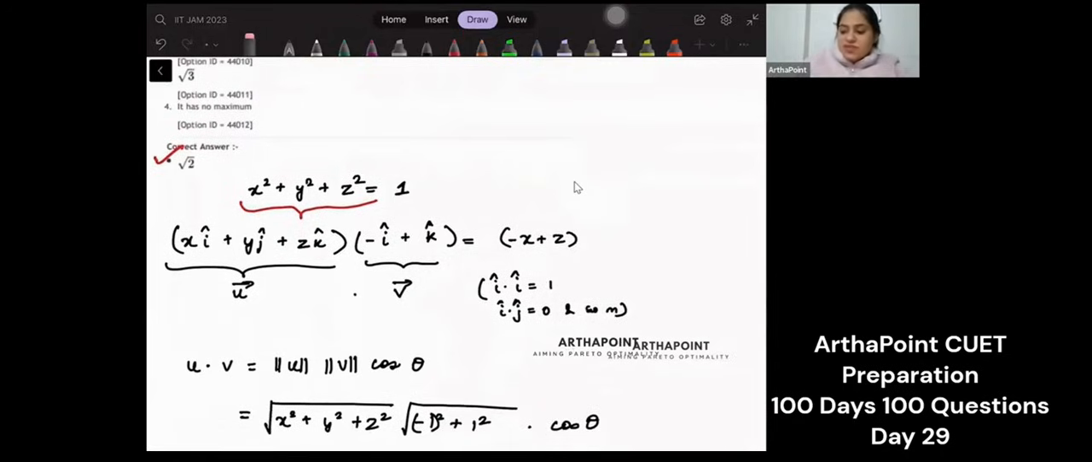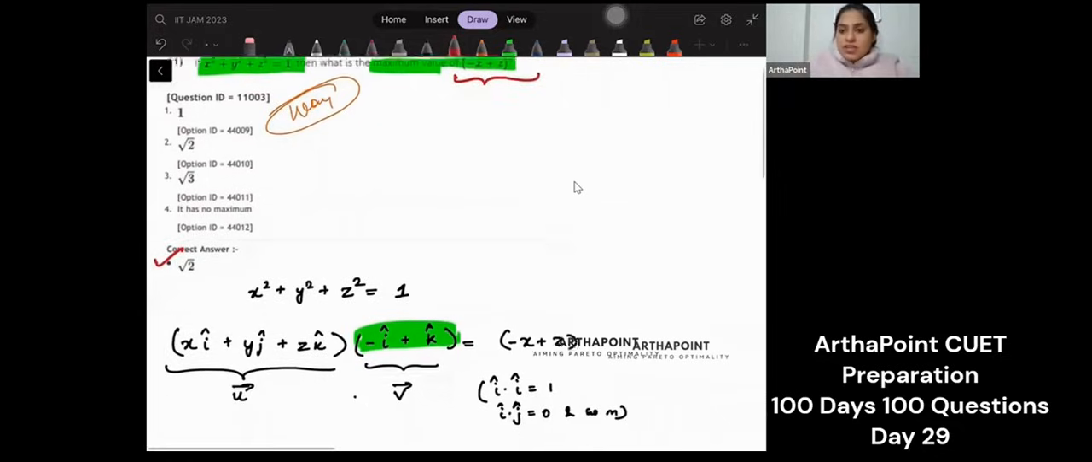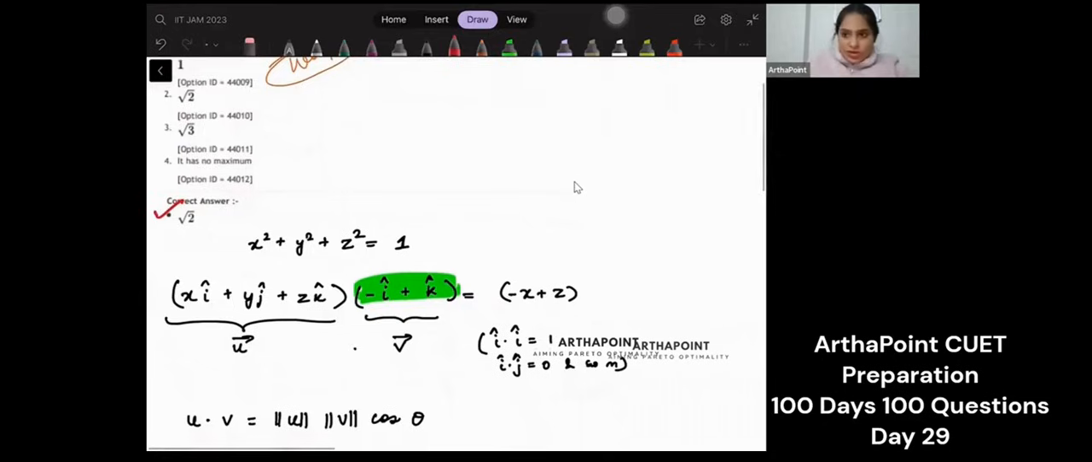Okay, this is given to me. First, let's just think about this. So I have gone ahead and written x i plus y j plus z k, and I have multiplied this with minus i plus k. Just think why I have done this. This is asking me to find minus x plus z. Okay.